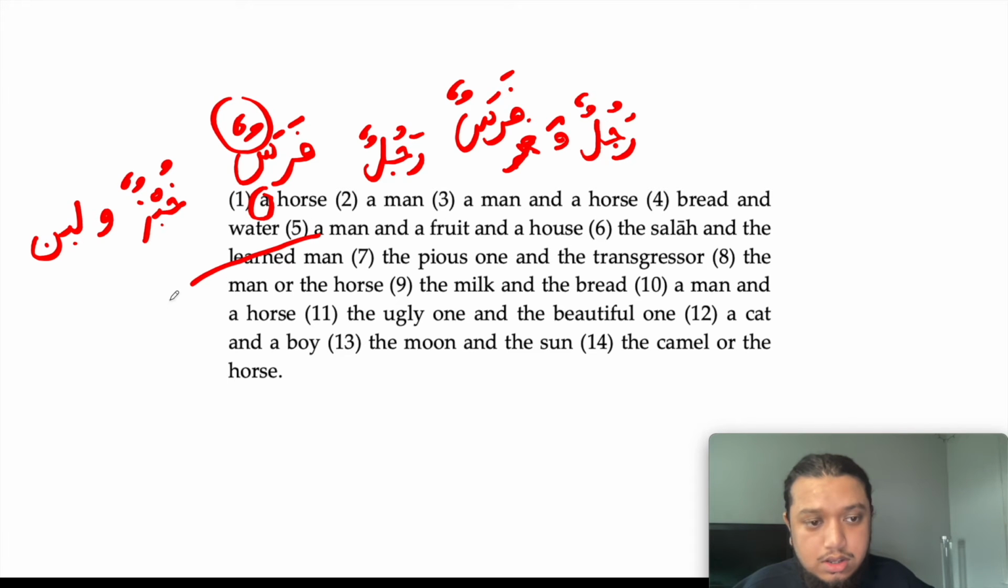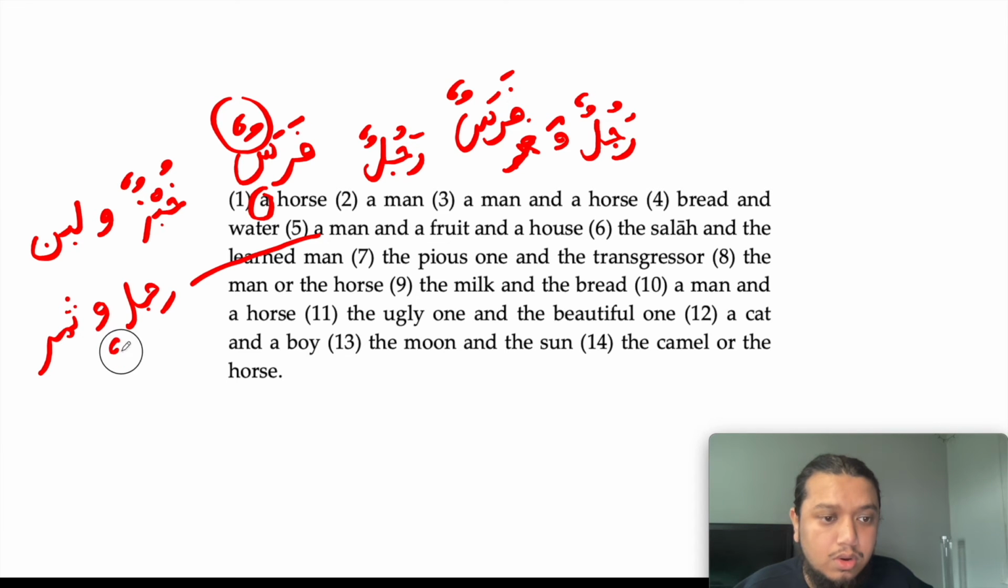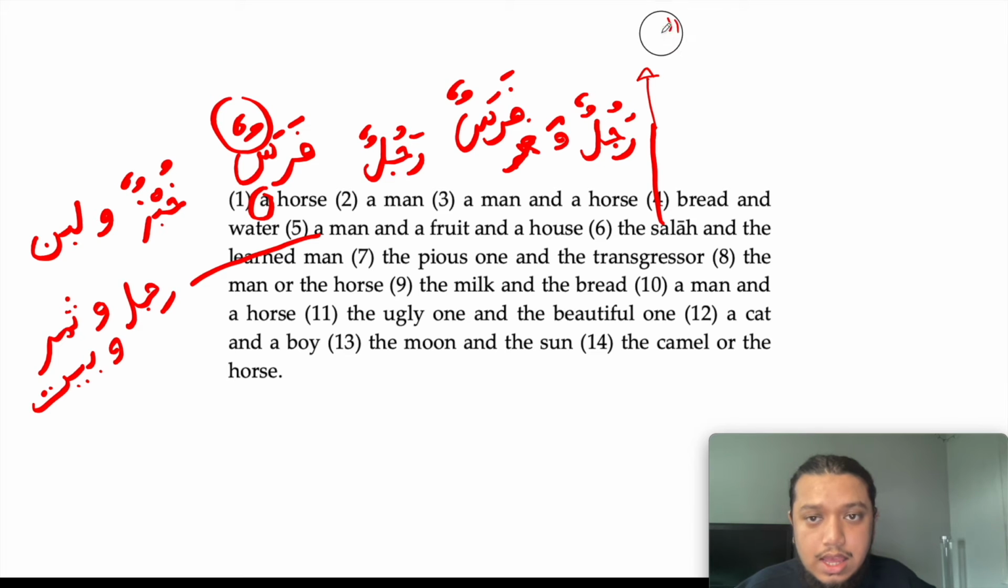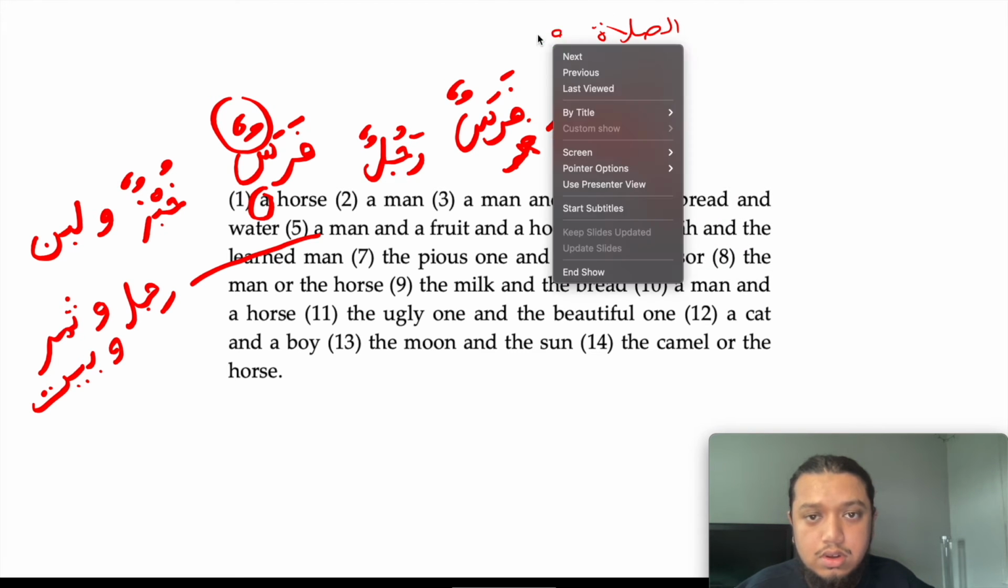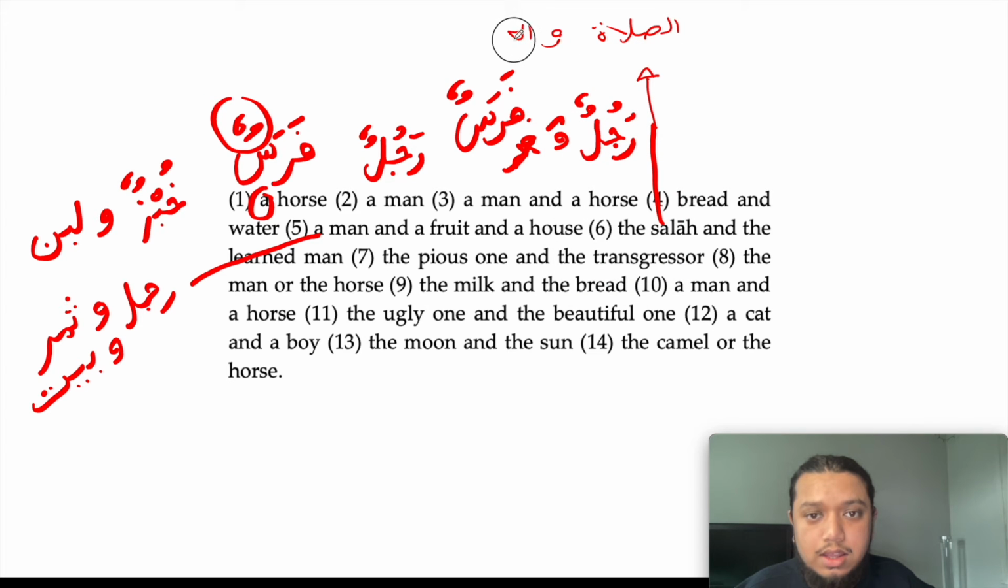This is rajulun wa thamarun wa baytun. So rajulun wa thamarun wa baytun. The salah and the learned man. So this is as-salatu wal alim. Can you see here?